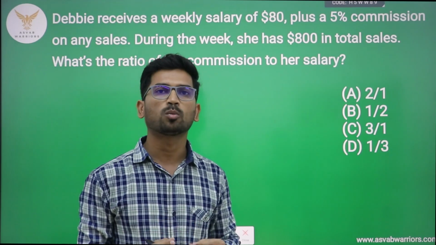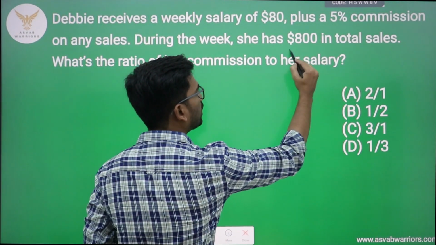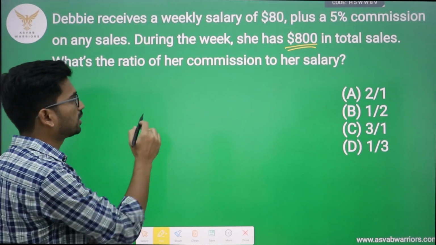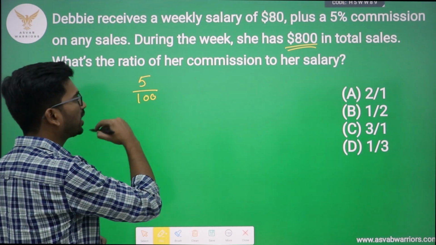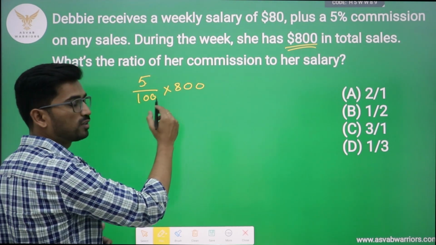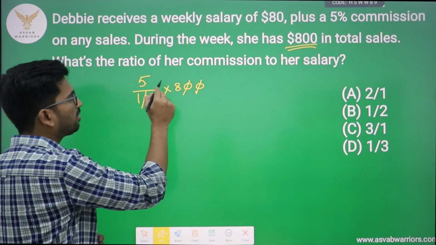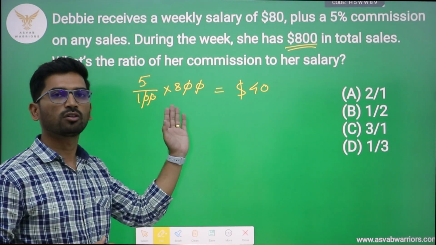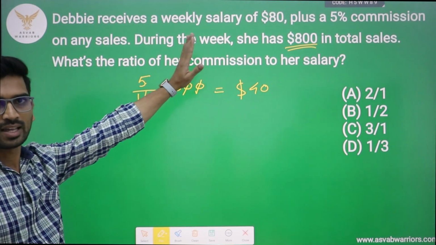Now we will first calculate how much commission she made in this week. In this particular week, she made a sale of $800. So we will calculate what is our commission, which is 5%. So we will calculate 5% of 800. How to do that? 5 over 100 multiplied by $800, which is the total sales amount. So these two zeros will get cancelled out and 5 8s are 40. So Debbie is gonna make $40 in commission, and obviously our weekly salary is $80.